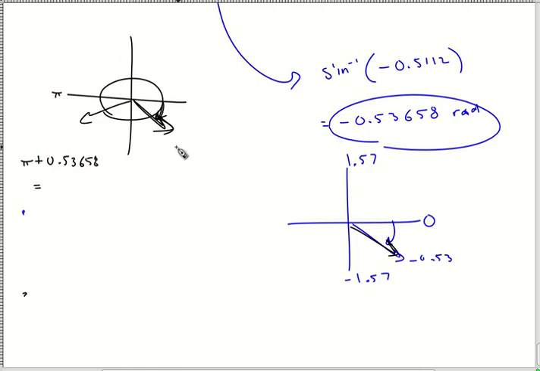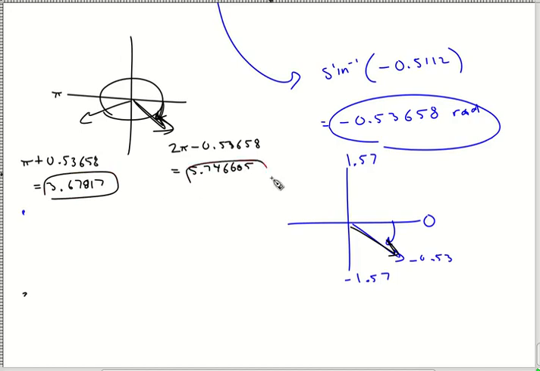Okay, and then on this side, I'm going to say 2 pi minus that original 53658, and then we go to the calculator to get our answers. So here we go, 3.67817, and over here we got a 5.7466605. Okay, awesome. There it is. Those are the answers that you put in, comma separated, in the homework.